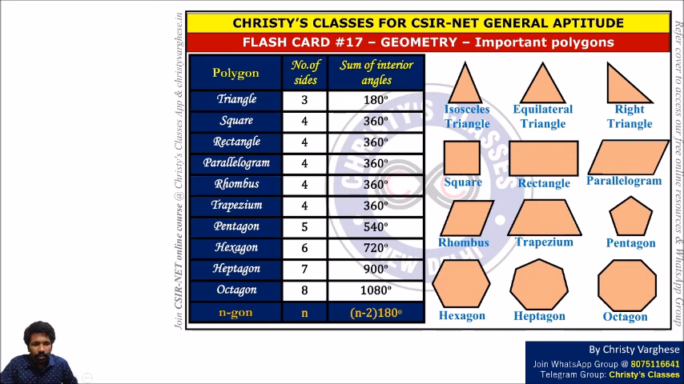Now going to the quadrilaterals. A quadrilateral means a polygon with 4 sides. So all these are quadrilaterals: square, rectangle, parallelogram. For all quadrilaterals, quad meaning 4, that means 4-sided shapes, the sum of interior angles will be 360. That is the second thing you should understand.